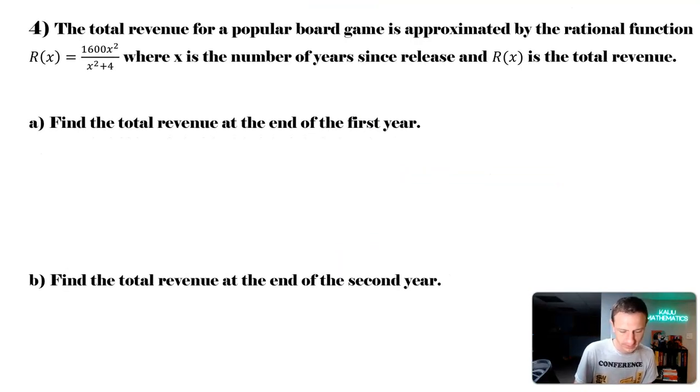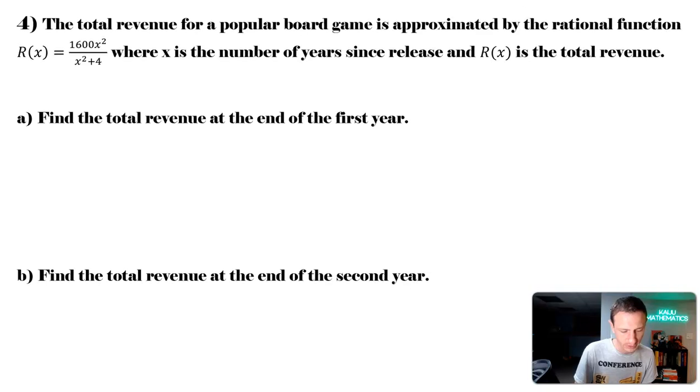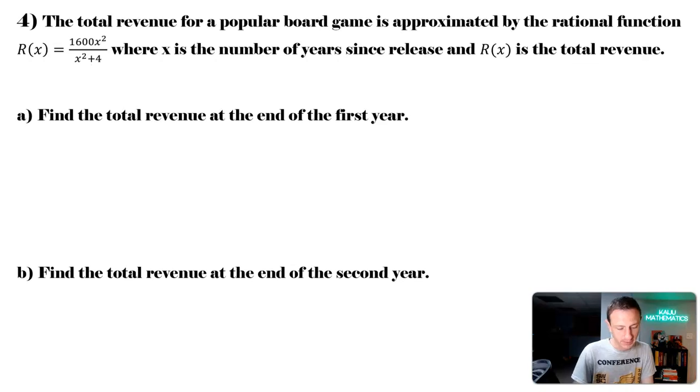All right, last scenario here is just looking at some application to what we've been kind of talking about. The total revenue for a popular board game is approximated by the rational function r of x equals 1600 x squared over x squared plus 4, where x is the number of years since release, and r of x is the total revenue. So part A, find the total revenue at the end of the first year. So this function represents x in the number of years, and then the total revenue is represented by that function.